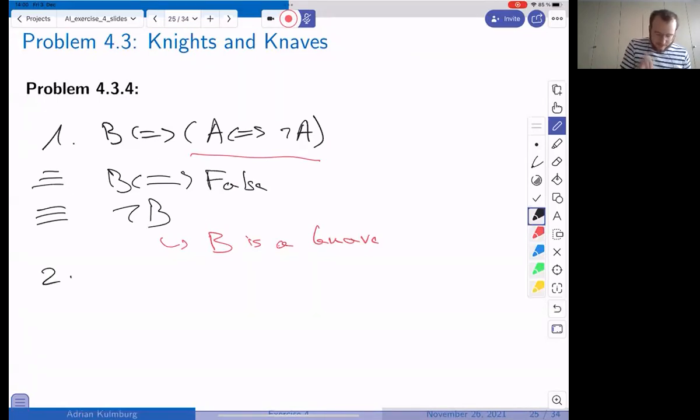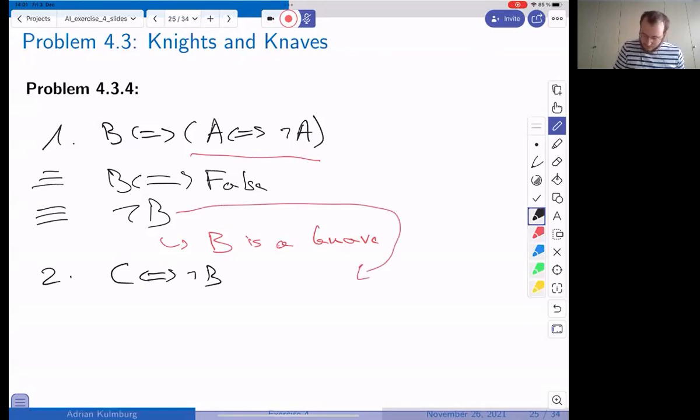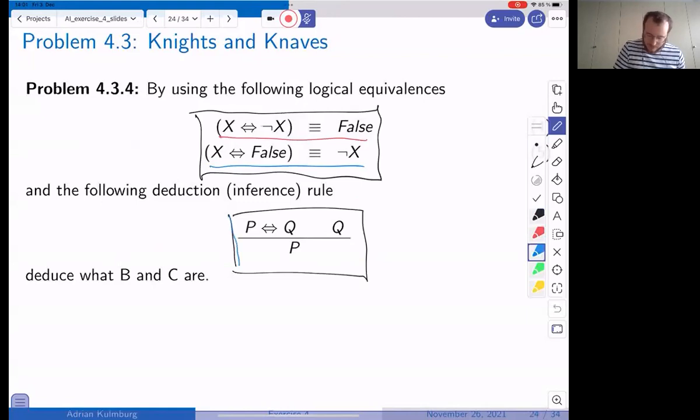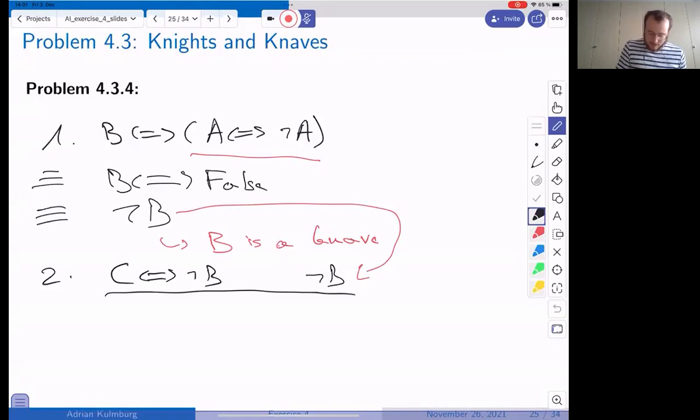Now, let me just do it for the second sentence as well, and then I will answer the questions. So for the second sentence, we had C equivalent to not B. And what we're going to do here is that we're going to use this thing as well. So not B, right? And now I put a little line here, and we are going to use now this inference rule. And this inference rule tells us that we can infer C. So in other words, that C has to be true. In other words, that C is a knight.